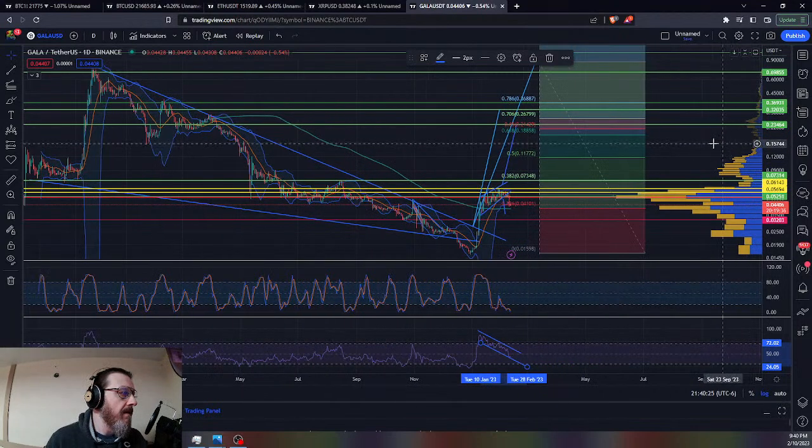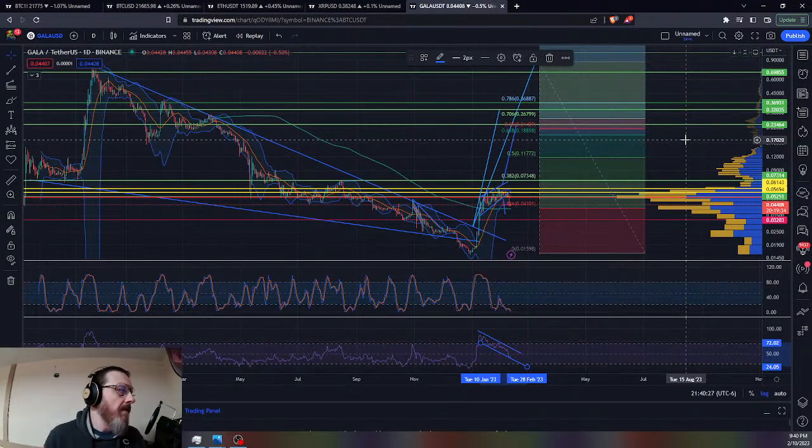Something else that I've seen with Gala over the last few weeks, it seems that it has front run some of the moves. So I'd keep an eye on Gala for sure, because it could be one of the first coins that breaks back out of the current dip and potential consolidation that we might form over the weekend.